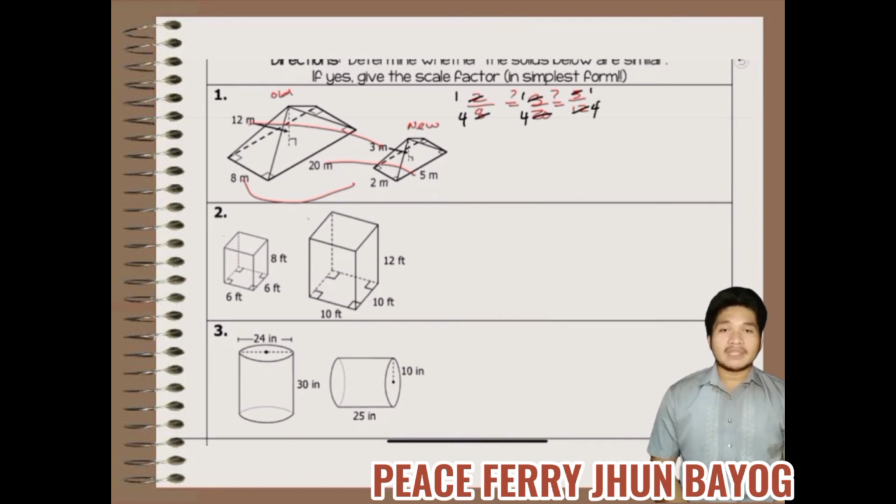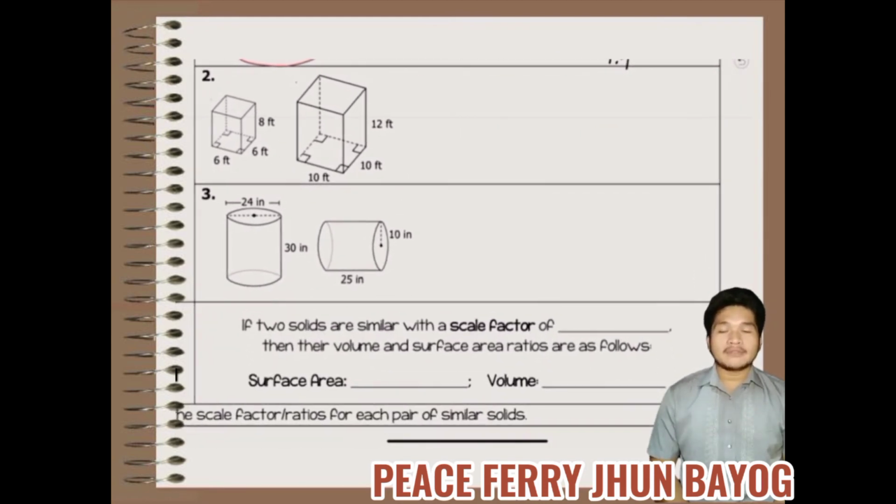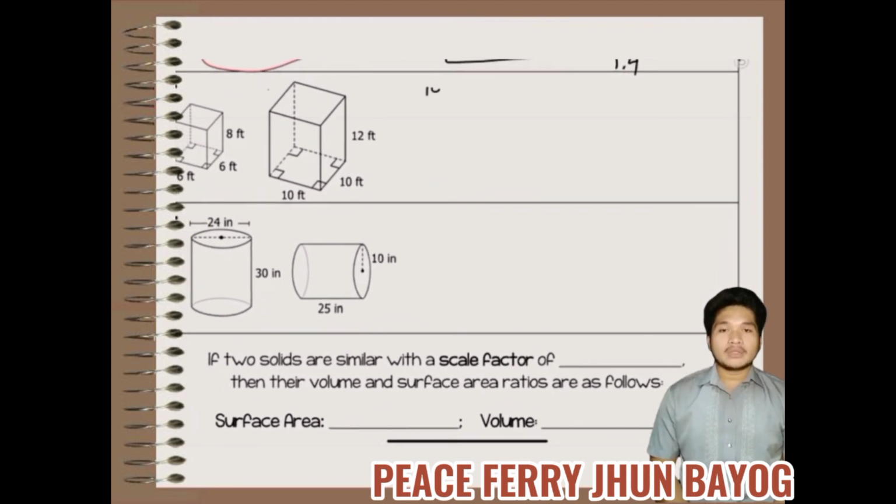And because all of these have the same ratio, you can say yes, they are similar, and your scale factor is equal to 1 over 4 or 1:4. This one right here, we're going to have 10 over 6 is maybe equal to 10 over 6 is maybe equal to 12 over 8. Let's go ahead and simplify. Divide both by 2, so we have 5 over 3 is equal to 5 over 3 is equal to 3 over 2. And no, this is not a similar solid.